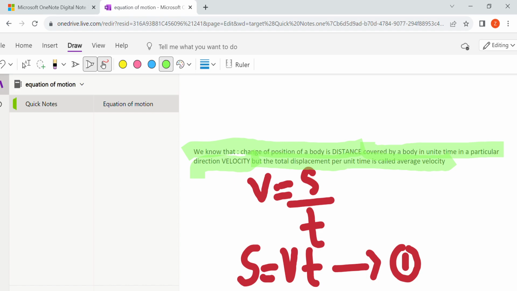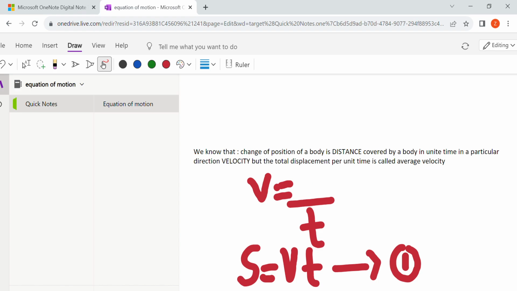A change of position will be called distance. But a change of position in a particular direction with a particular unit time, we will call velocity. And when we are talking about displacement per time, that is known as average velocity or total velocity.